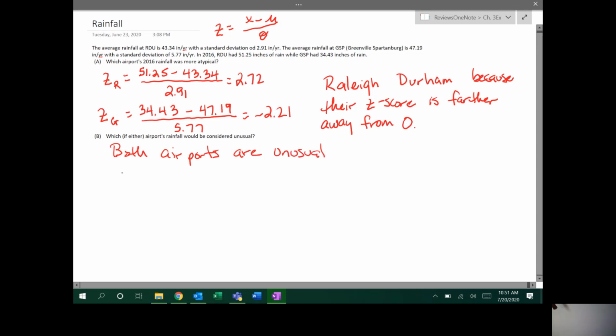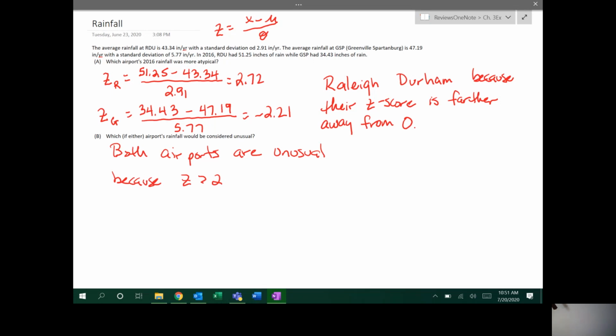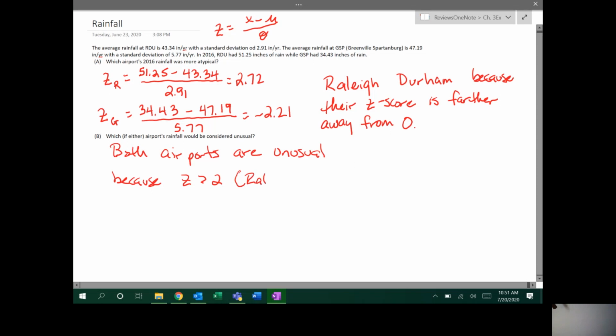Occasionally for justification, students say, because the z-score is greater than 2. This is not quite true, because notice for Greenville-Spartanburg, that's not true. It's not that they are greater than 2, it's that they are less than negative 2. So we'll say that they're greater than 2 for Raleigh, and because their z-score is less than negative 2 for Greenville.